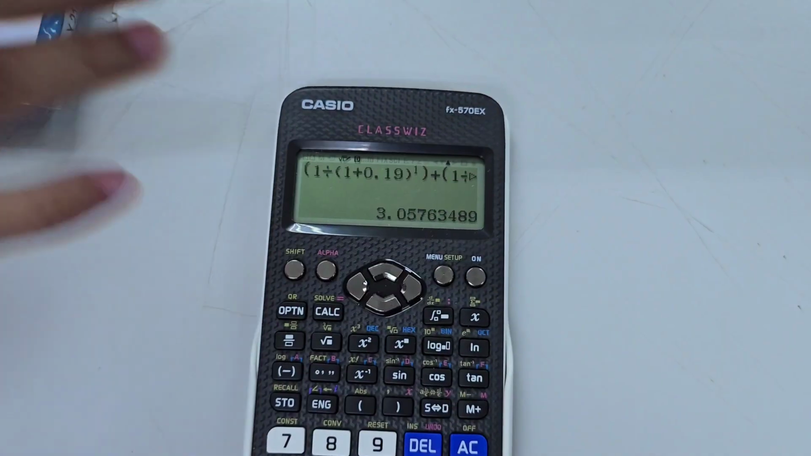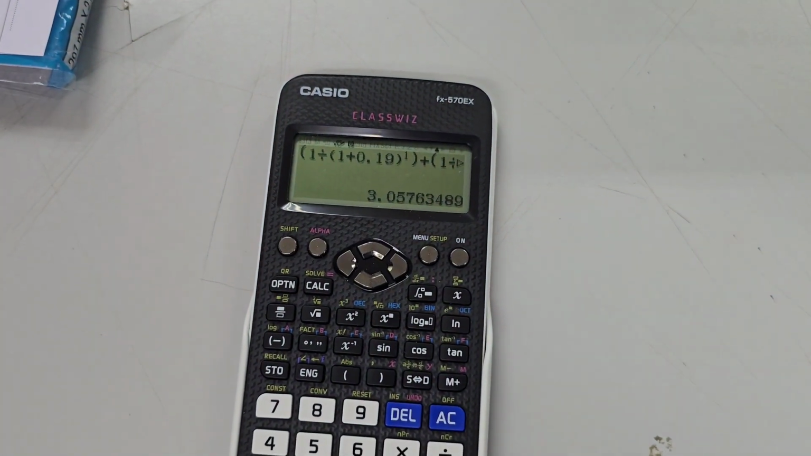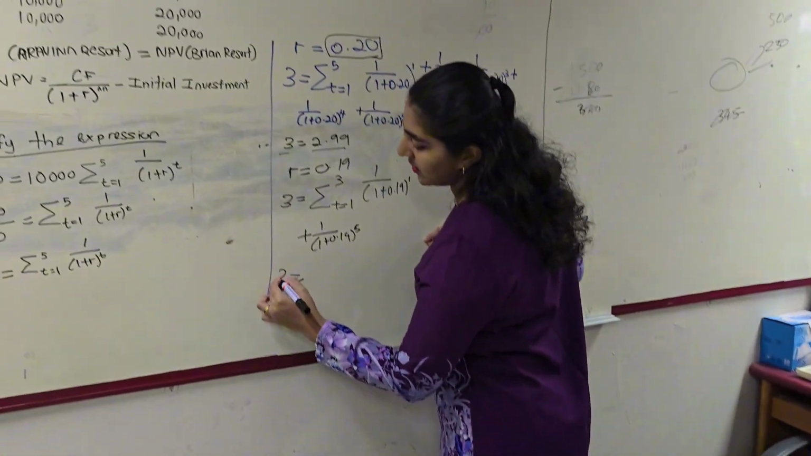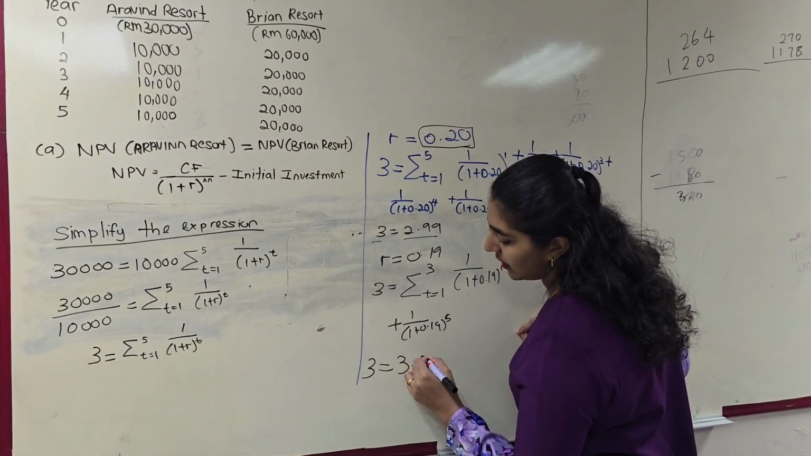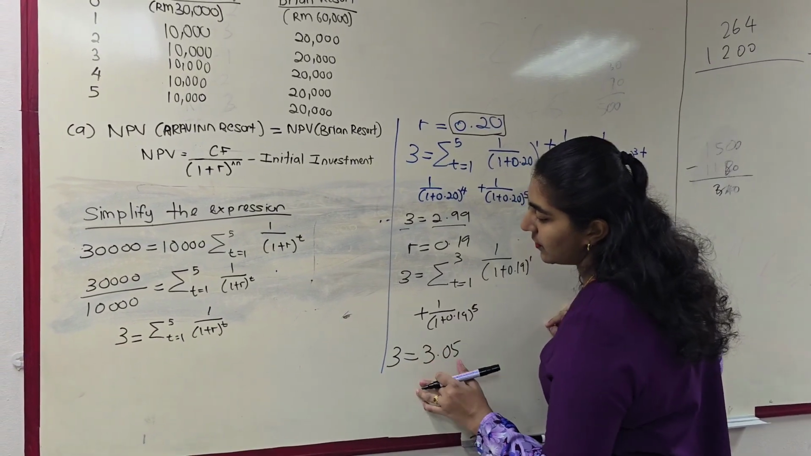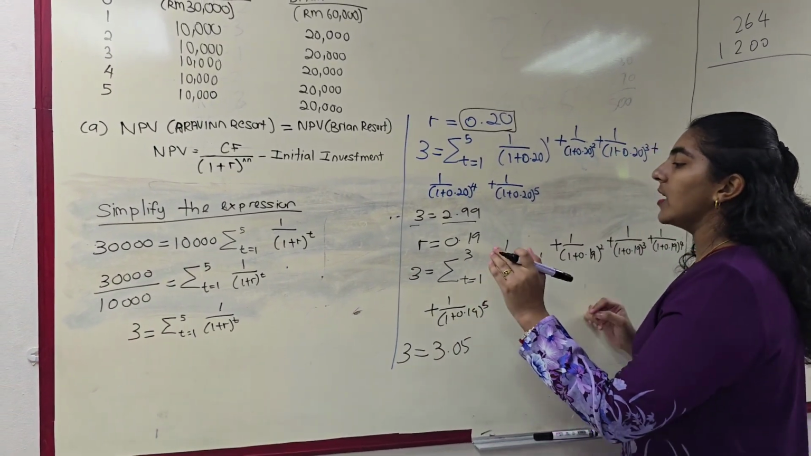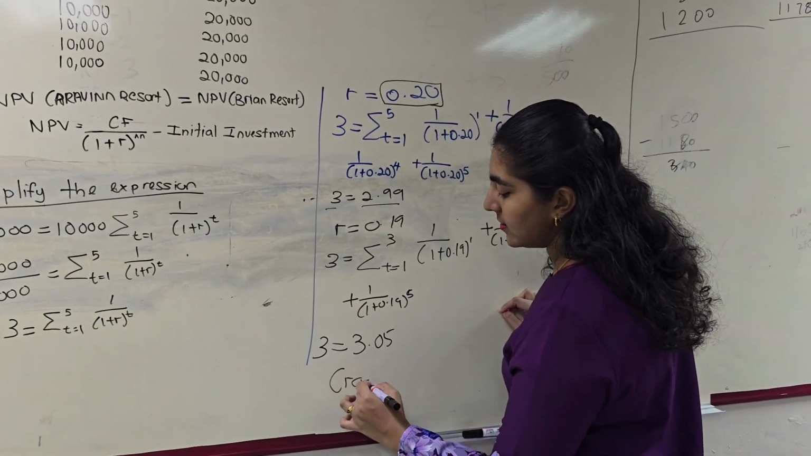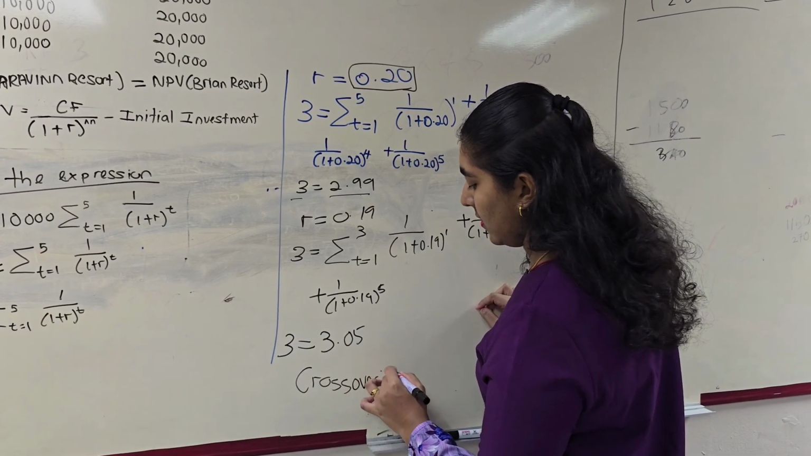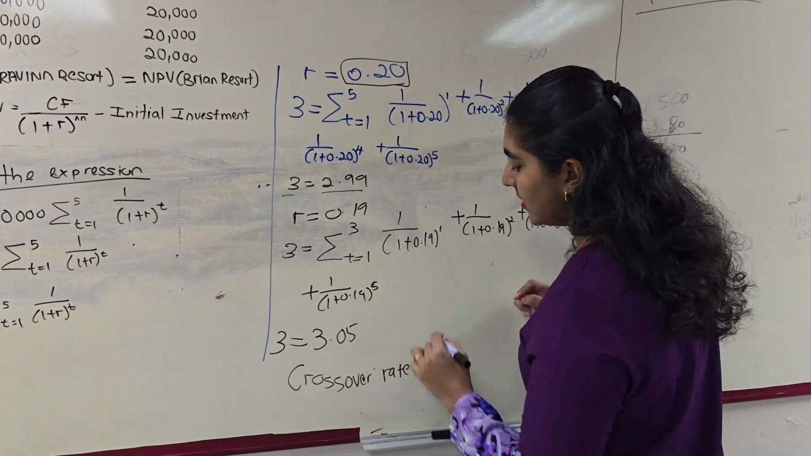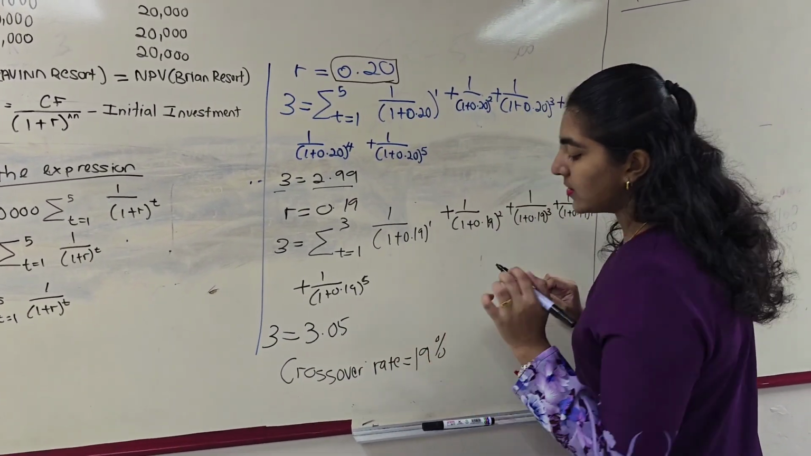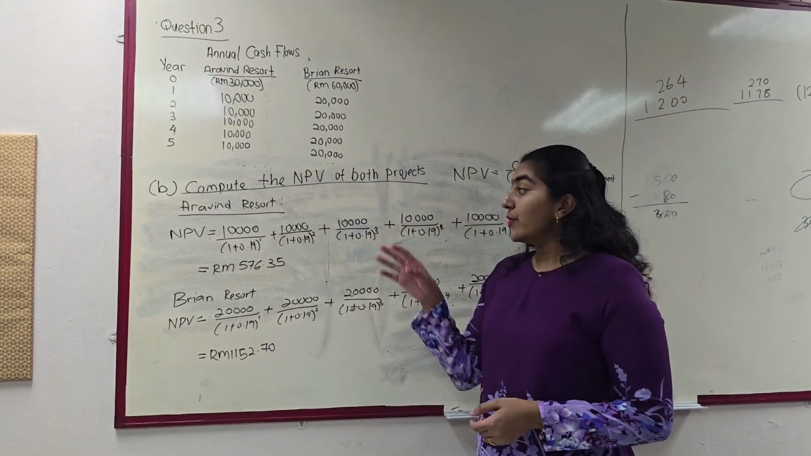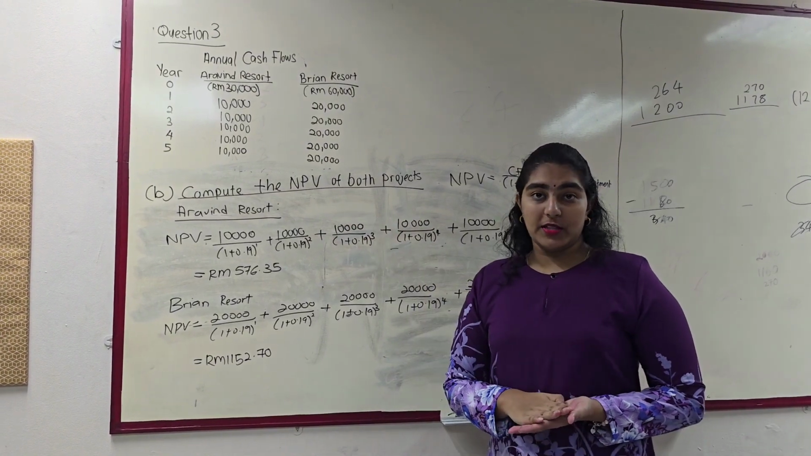So now maybe I can take the rate as 0.19, which is you can see that 3 equals to 3.05. So we can assume the rate is 0.19. So the crossover rate is 19%, approximately 19%.